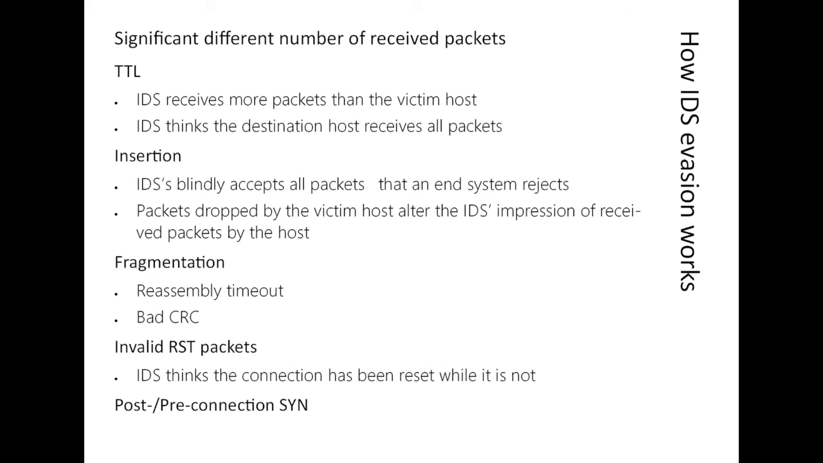The post and pre-connection SYN attack tries to confuse the intrusion detection system with bogus SYN packets. SYN packets sent before the TCP three-way handshake confuse the IDS, causing it to start with a bad sequence number and failing to follow the session. SYN packets sent after the three-way handshake with bad CRC will try to resynchronize the IDS with a bad number. The result is the same as with a pre-connection SYN attack.